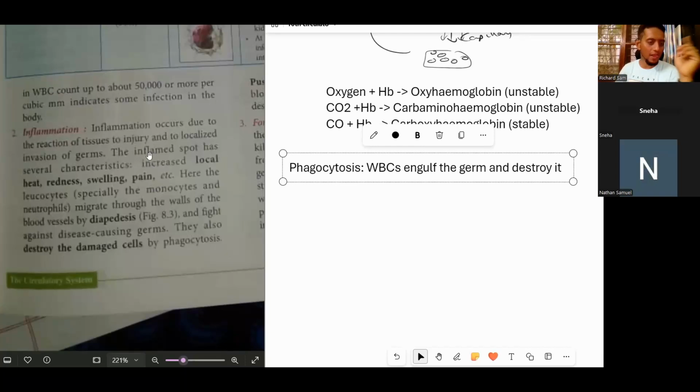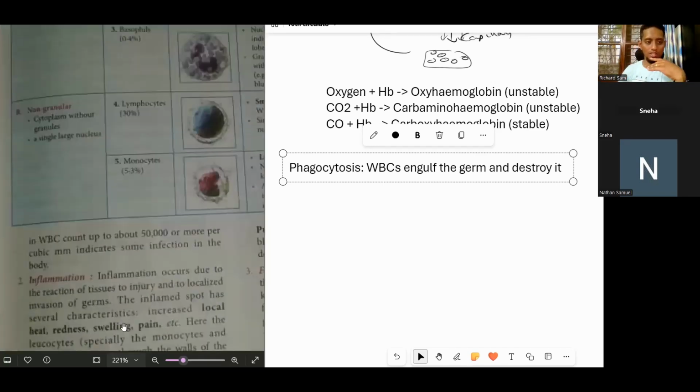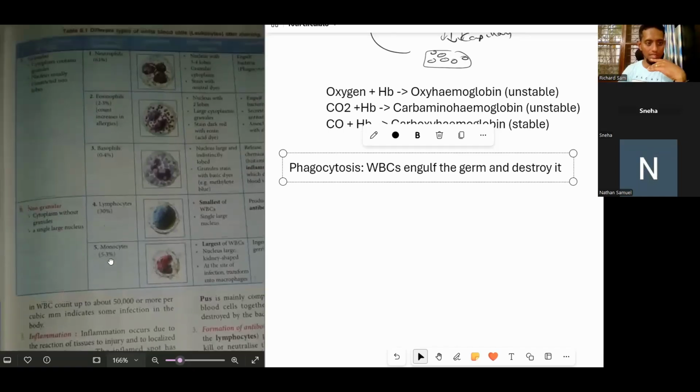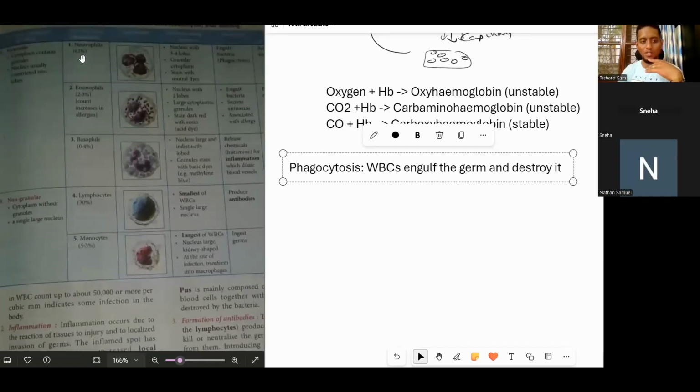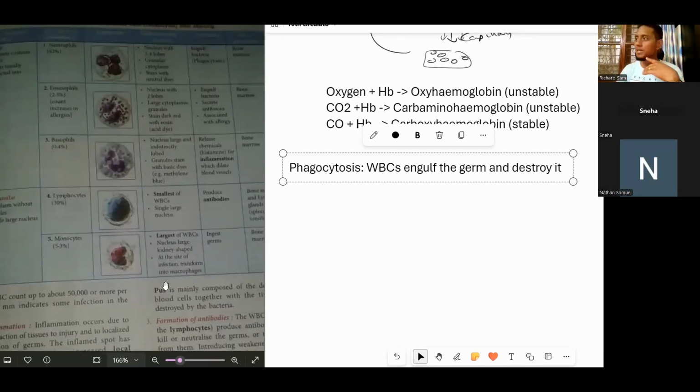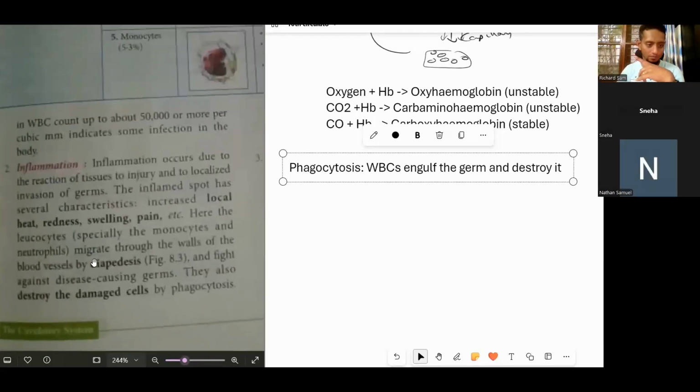All right, so let's read this. Inflammation occurs due to the reaction of tissues to injury and to localized invasion of germs. The inflamed spot has several characters. What happens when you have inflammation? There is local heat, it's warm, it becomes red, there is swelling, and there is pain. Here the leukocytes, especially the monocytes and neutrophils, engulf bacteria. So they go over there.